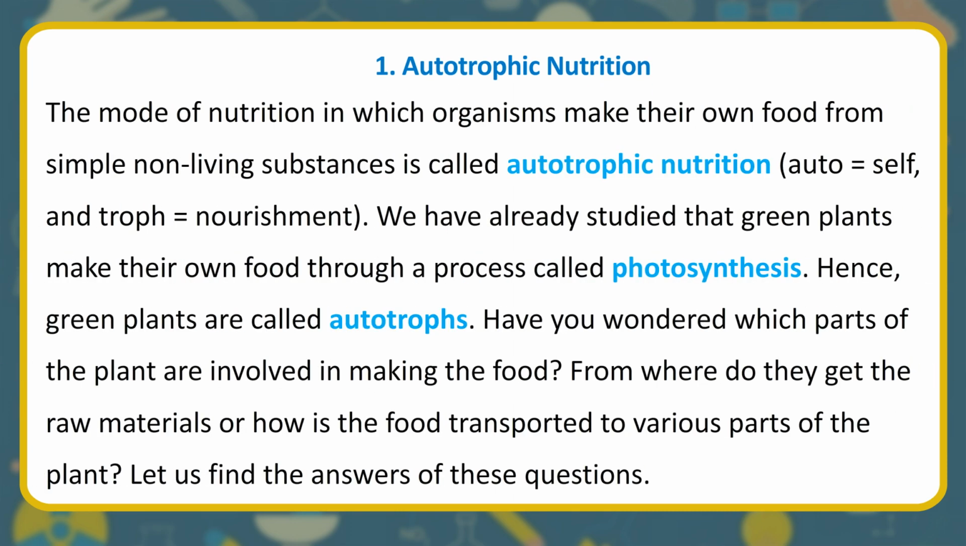Autotrophic nutrition. The mode of nutrition in which organisms make their own food from simple non-living substances is called autotrophic nutrition. Auto equals self, and trophy equals nourishment. We have already studied that green plants make their own food through a process called photosynthesis. Hence, green plants are called autotrophs. Have you wondered which parts of the plant are involved in making the food? From where do they get the raw materials, or how is the food transported to various parts of the plant? Let us find the answers to these questions.